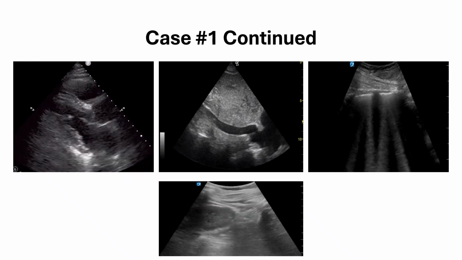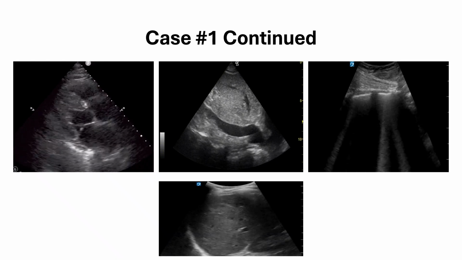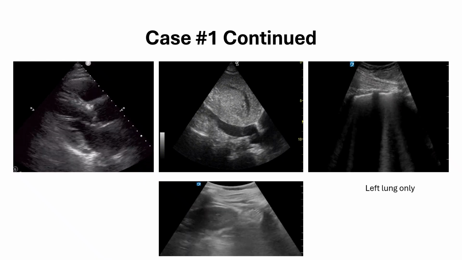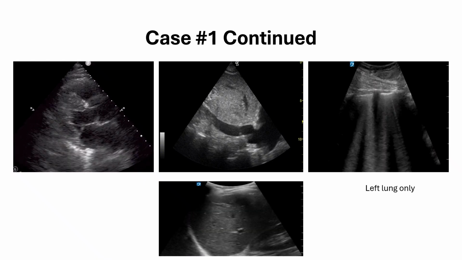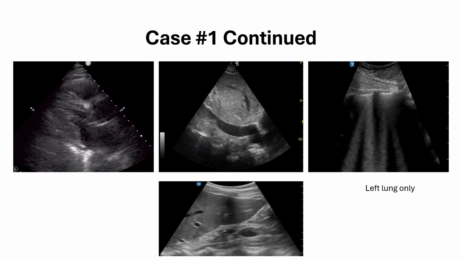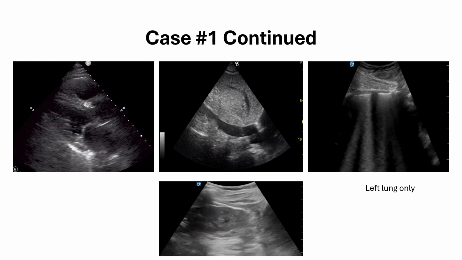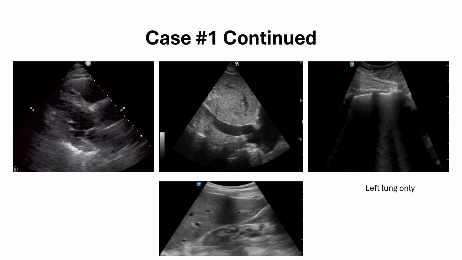So putting this all together, you have a hyperdynamic heart. The patient doesn't seem to be hypovolemic. And the patient has a diffuse B-line pattern. So this would suggest possible sepsis and pneumonia and distributive shock as a cause of his hypotension.